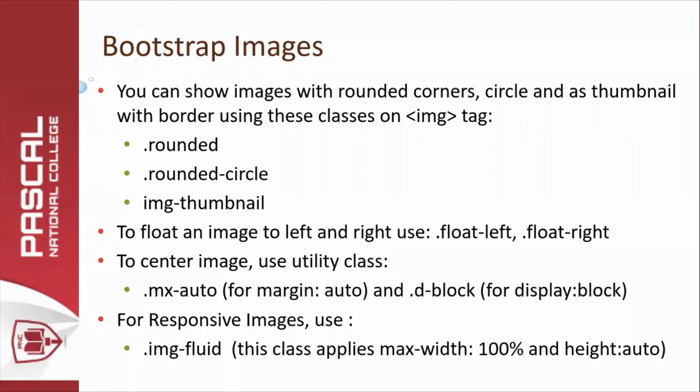Similarly, for images you also need to align them to either left or right. In this case, you can use the classes float-left or float-right. Maybe you also want to show your images aligned to the center. For this, you just need to use mx-auto. This is the utility class. Similarly, if you just want to show your images in display block form, where d stands for display, then you need to use the class d-block.